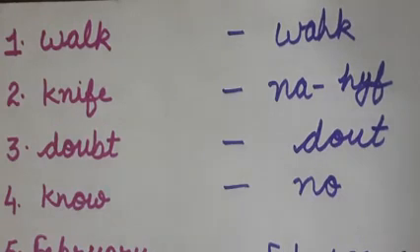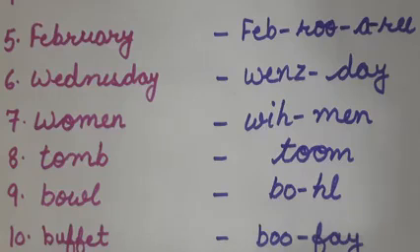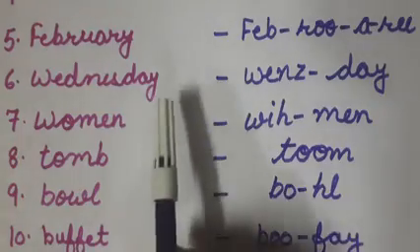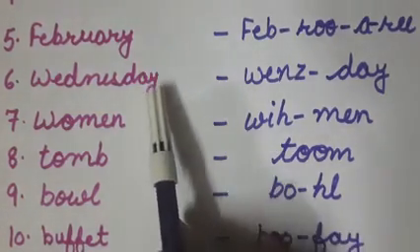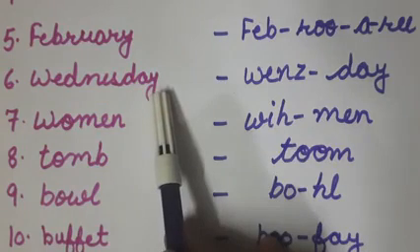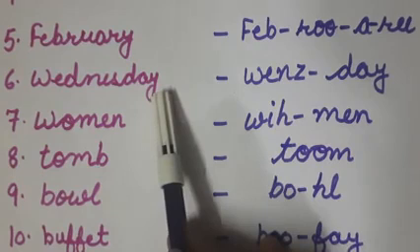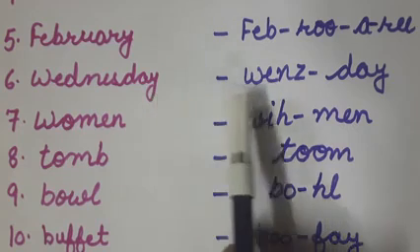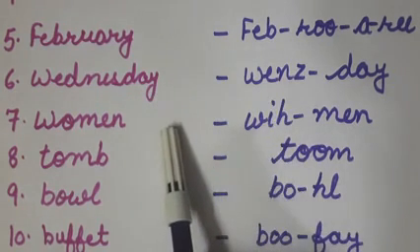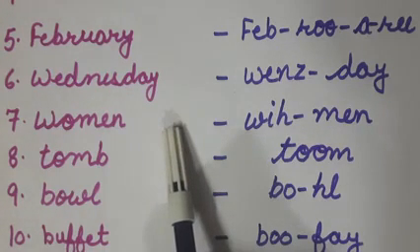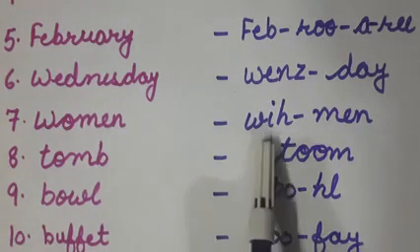I hope you understood. Now, the fifth word is February. Sixth word is Wednesday. Mostly the students pronounce it the wrong way. That is wrong. It's Wednesday. Okay. Now the seventh word is women. It's not woman. It's women.